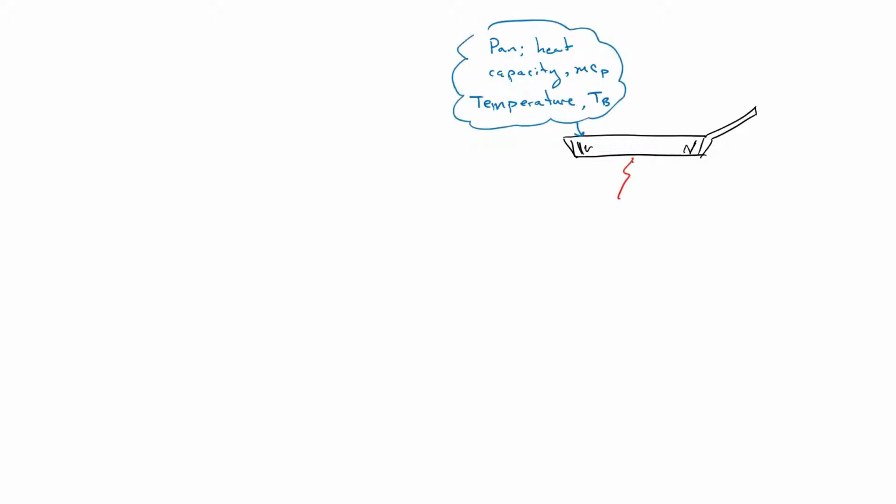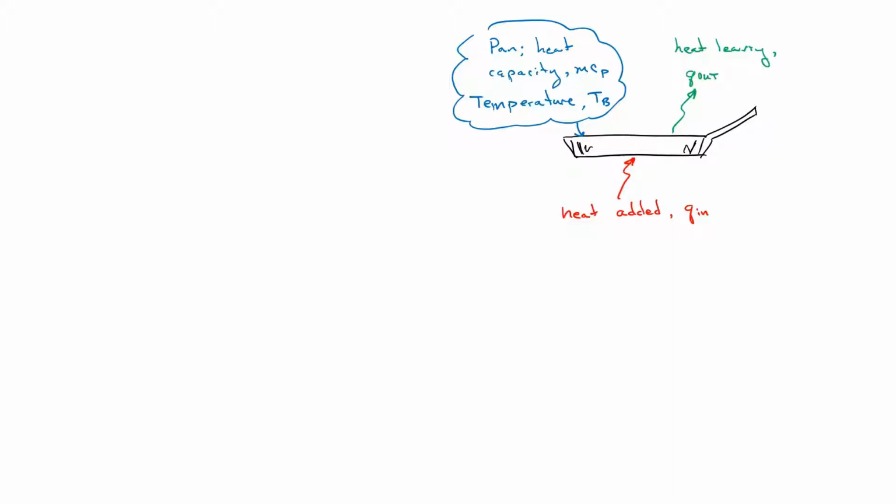Here's my frying pan. My pan has some heat capacity, which is the mass times the coefficient of specific heat, and some temperature, which I'm going to call T sub B. I'm going to be adding some heat to the frying pan from my stove burner. That I'm going to call Q in. The pan will also radiate heat out to the environment. So there will be heat leaving the pan, and that I will call Q out.